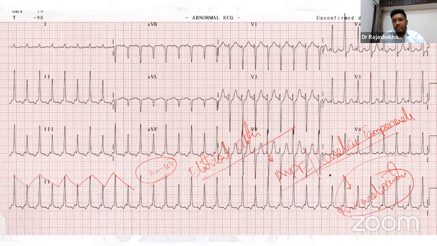So the ECG is very, very important here. And another one you might have heard, the Beck's triad. I will not go into detail to identify the cardiac tamponade here.